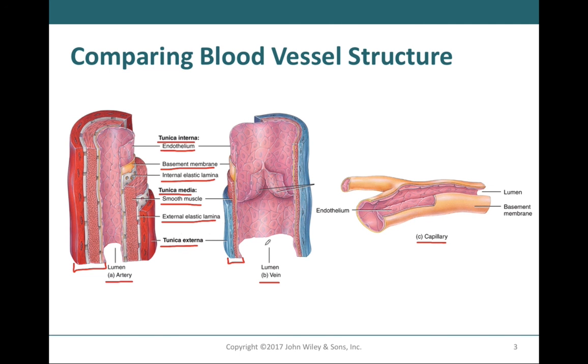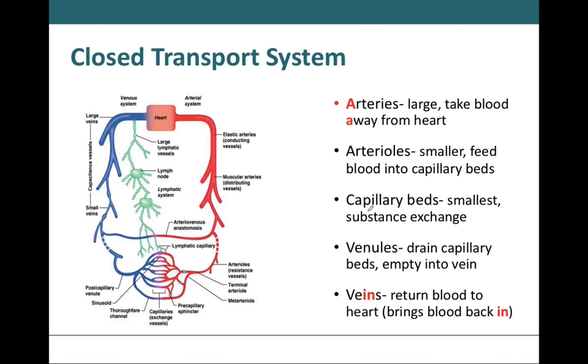Veins are going to have a much wider lumen, but they're going to have much thinner walls. Since veins have a much lower pressure within them, they have to have valves so that they can prevent backflow of blood since the pressure is not as great. And the capillaries, being a single cell layer thick, are going to facilitate oxygen and carbon dioxide exchange with the tissues.